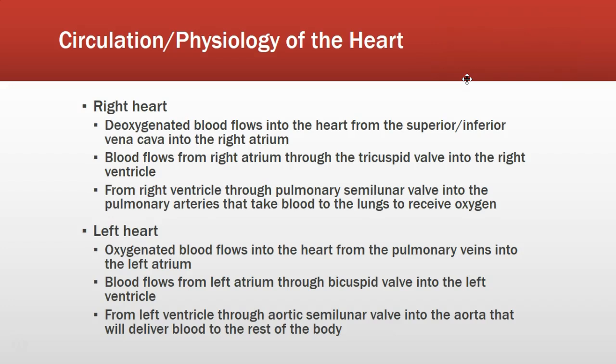The left side of the heart carries oxygenated blood. This blood comes into the heart through the pulmonary veins from the lungs and into the left atrium. And this oxygenated blood is then going to flow from the left atrium through the bicuspid valve into the left ventricle. And when that left ventricle contracts, it's going to move out of the left ventricle through the aortic semilunar, or just aortic valve, and into the aorta. And then the aorta delivers blood as it branches to the rest of the body.